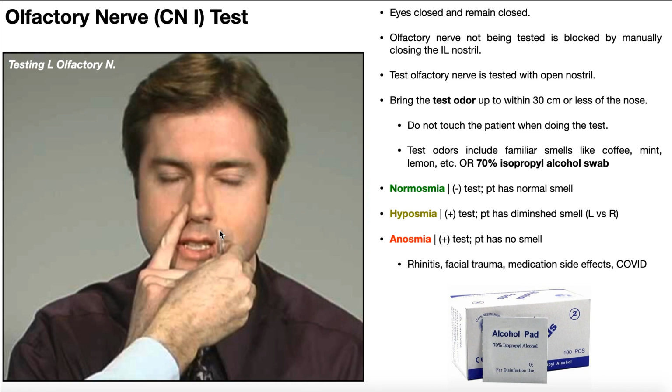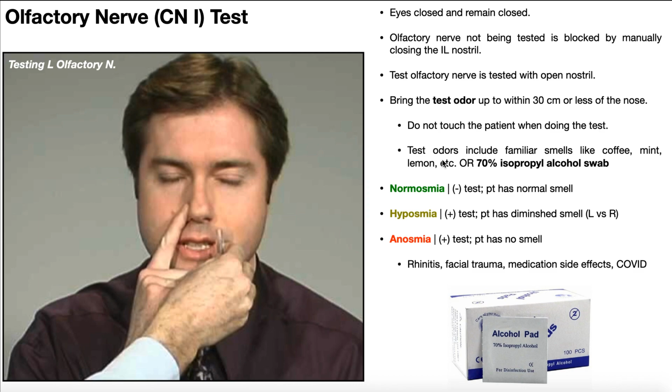But generally, when you're just doing a quick cranial nerve screen of the olfactory nerve, you're going to have it much, much closer than 30 centimeters. This is probably closer to 3 centimeters, actually. This is a really short distance right here. That's about the distance you want this from the open nostril. You don't want to touch the patient when you're doing the test because it can give them some manual cues, which you don't want. We're only testing that nerve.